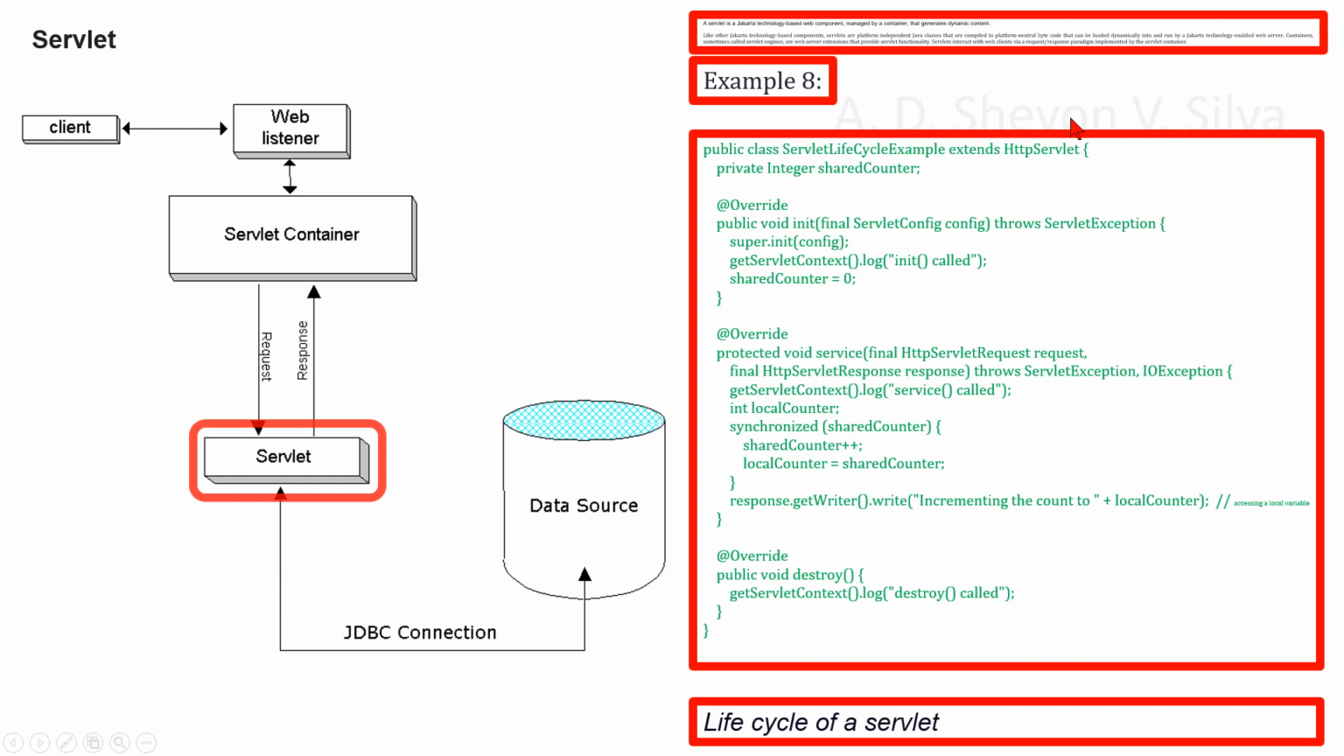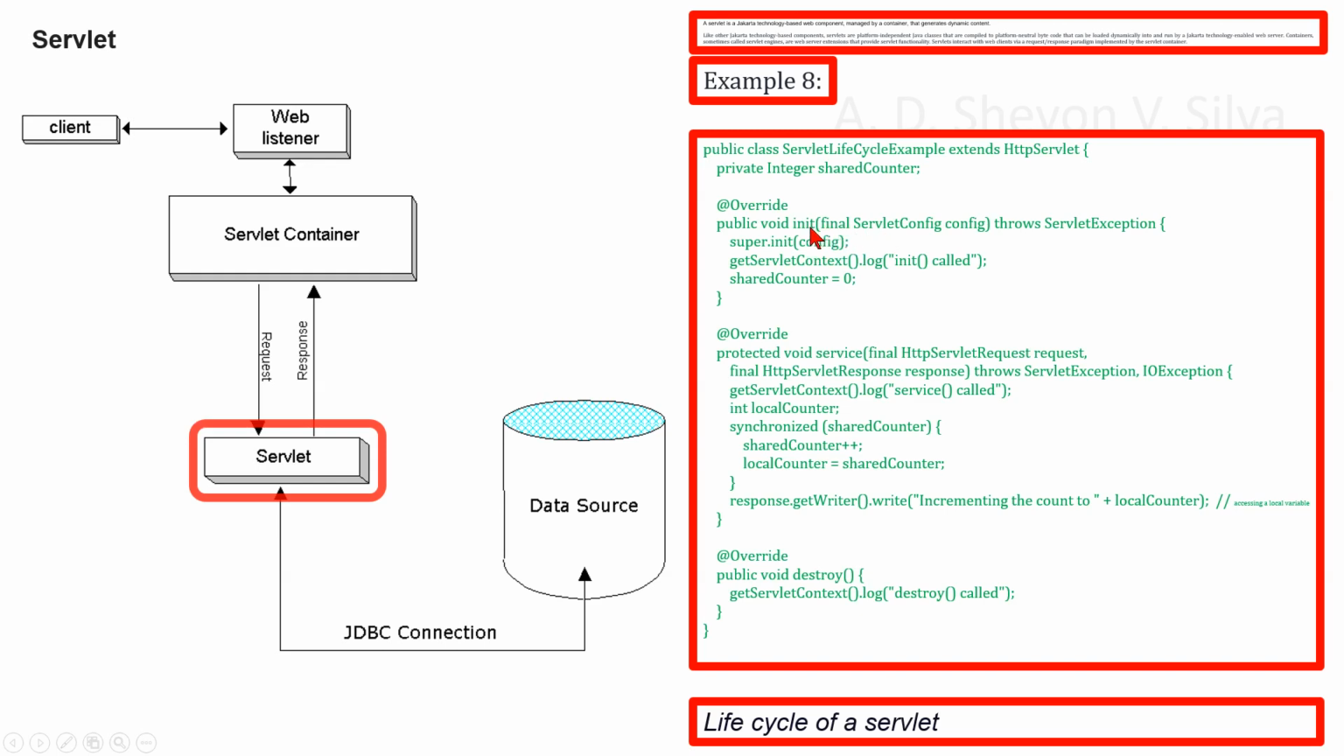Three, the container invokes the init method of the servlet. This method is invoked only when the servlet is first loaded into memory. It is possible to pass initialization parameters to the servlet so that it may configure itself.